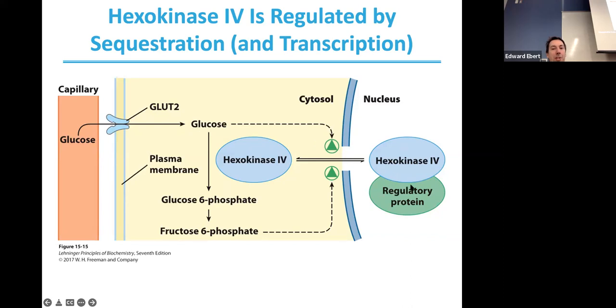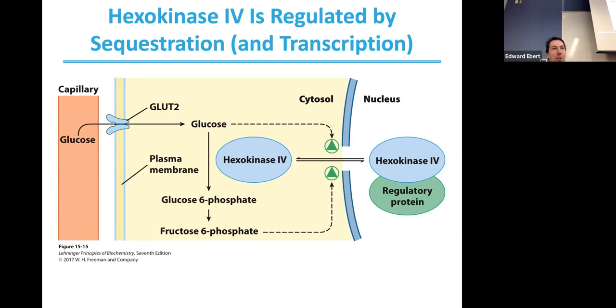We'll also see in the nucleus, there are various regulatory proteins in there. And if we continue with a high sugar diet, we'll see increasing transcriptional activity for hexokinase 4 so that it can handle more glucose from the diet. So you get that control over time, transcriptional control. What I'm looking for, adaptation to changes in diet.